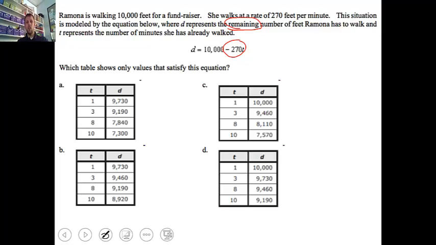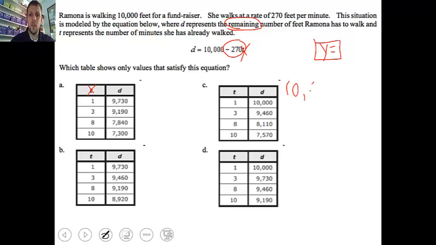Which table shows only the values that satisfy this equation? Well, what you needed to do is just put the numbers for t in there. If you wanted to try to do the y equals thing on the calculator, what you would have to do is turn the t into an x, and that's okay if you do that. But let's pretend we don't have a calculator.